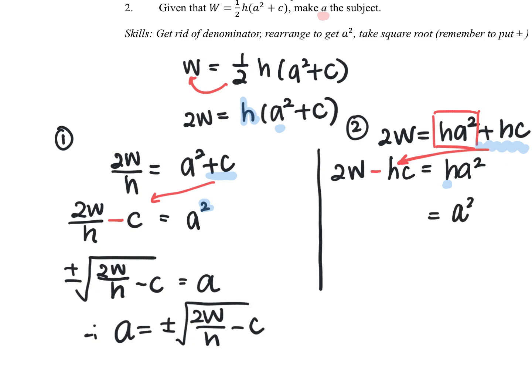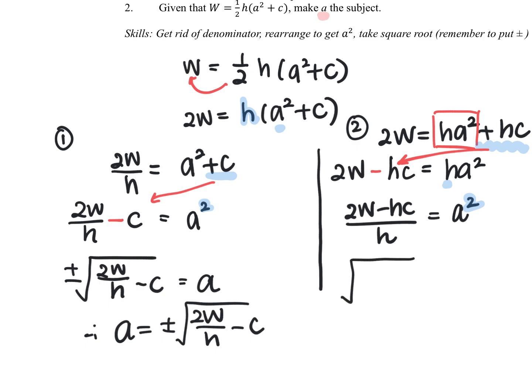So let me try to get the a square on my own first. So I get a square. Now this is the letter h. This is multiplied to it. So we're going to do a division. We'll divide the whole thing by h. Last but not least, finally it's on its own, we're going to deal with our square. So then we shall take square root.